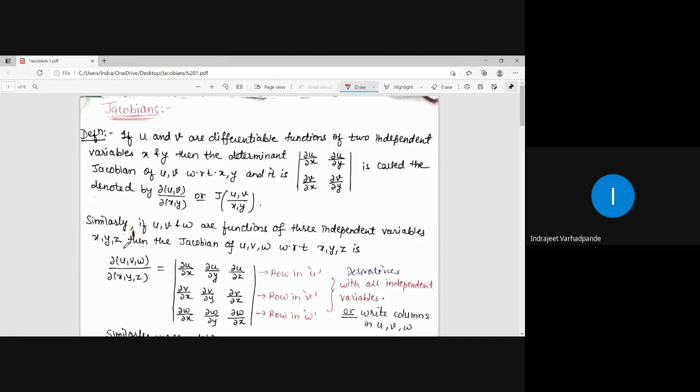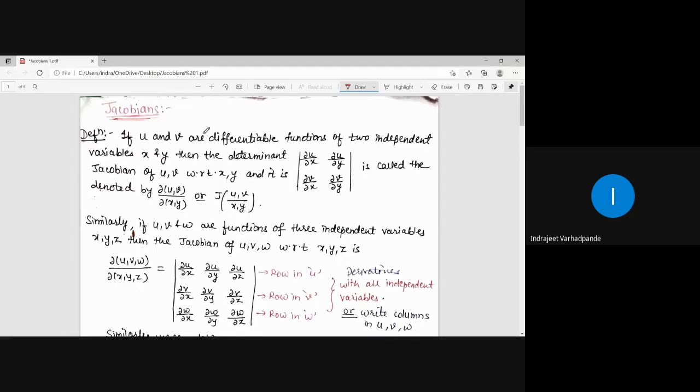The next topic we will be talking about in the unit partial differentiation is Jacobians. What actually are Jacobians? Jacobians are nothing but the values obtained from a determinant, and how we write down that determinant or how we have to generate that determinant.